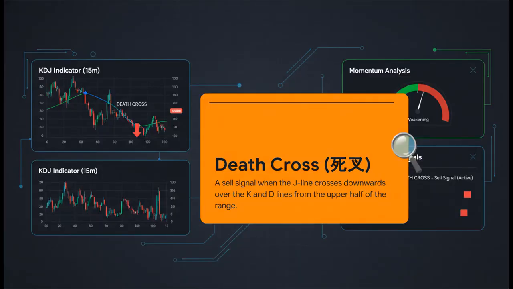Now, on the flip side, we've got the death cross. And you guessed it, this is your sell signal. This happens when the J line, from a very high position on the chart, we're talking up above the 80 level, crosses downward through the K and D lines.